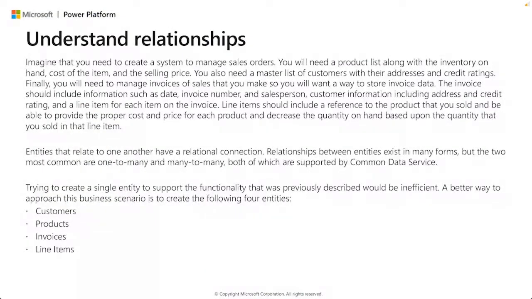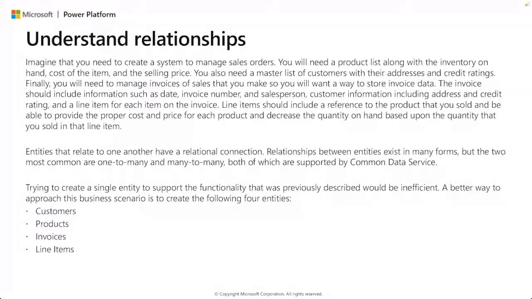Now, let's talk about relationships. Imagine that you need to create a system to manage sales orders. You will need a product list along with the inventory on hand, cost of the item, and the selling price. You also need a master list of customers with their addresses and credit ratings. Finally, you'll need to manage invoices of sales that you make, so you will want a way to store invoice data. The invoice data should include information such as date, invoice number, salesperson, customer information, including the address and credit rating, and a line item for each item on the invoice.